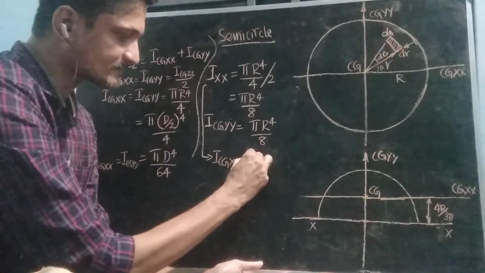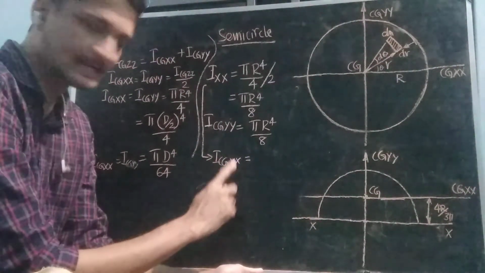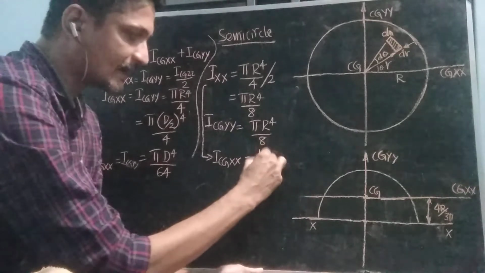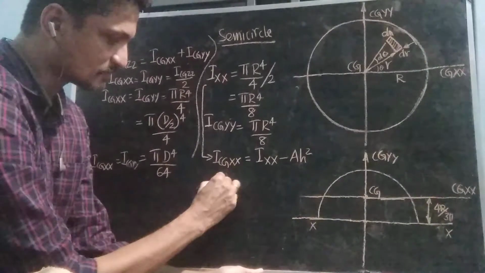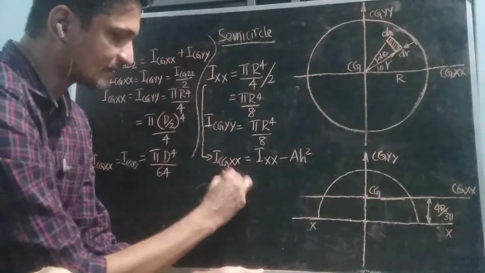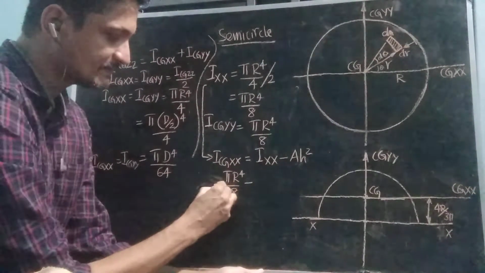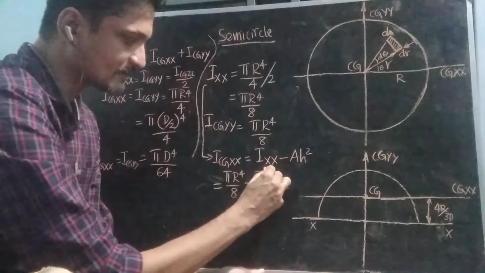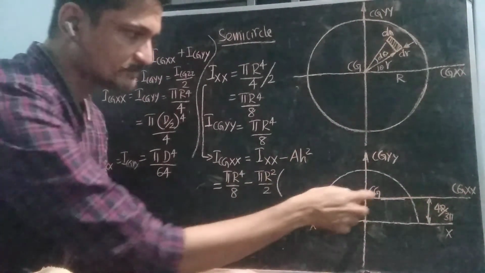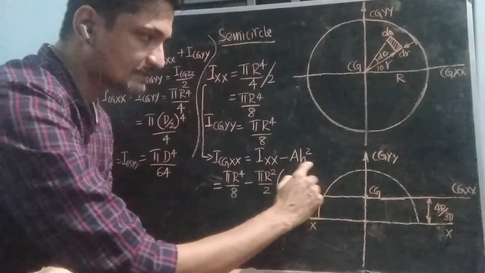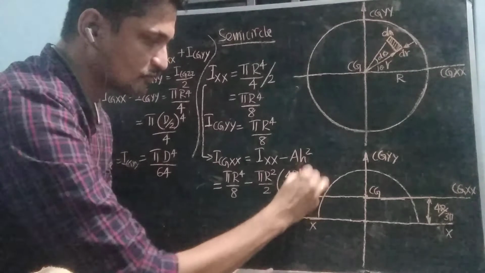Here, by using the parallel axis theorem, we can find out ICGxx, and that ICGxx is equal to Ixx minus AH square. That's equal to pi r raised to 4 by 8 minus the area of semicircle, pi r square by 2, into h. H is the perpendicular distance between those parallel axes. Then here h is equal to 4r by 3 pi, 4r by 3 pi whole square.